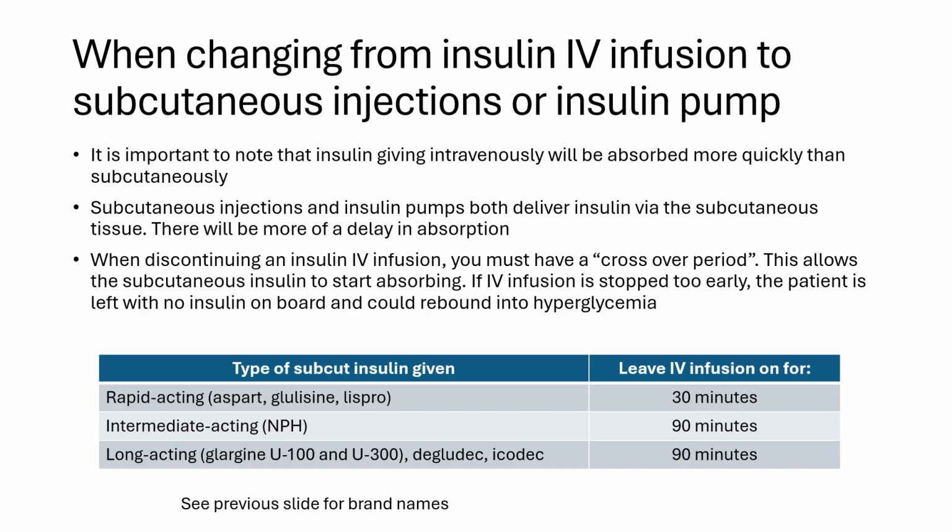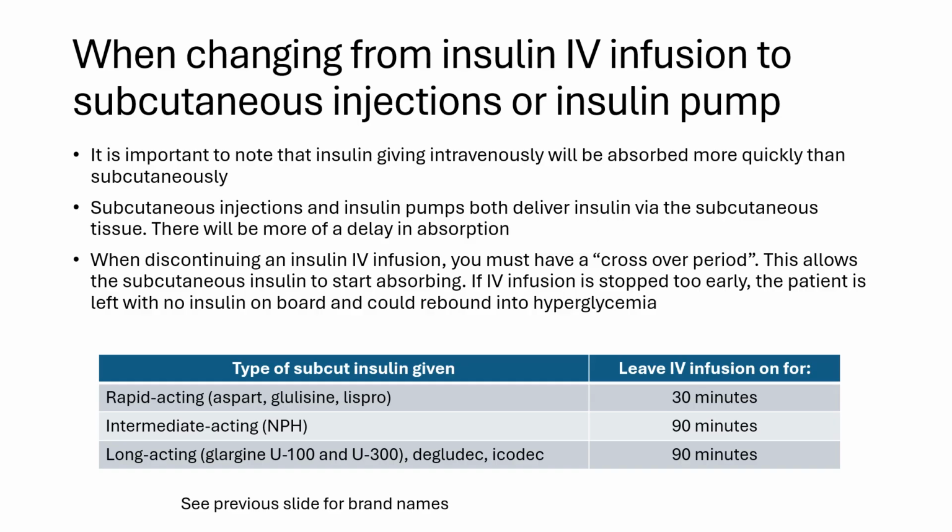So subcutaneous injections and insulin pumps, that is a person's personal pump, both deliver insulin via subcutaneous tissue. So there's going to be more of a delay in absorption, which means you have to have a crossover period. It allows the subcu insulin to start absorbing before you turn off the IV infusion. And if you stop that drip too early, the patient's left with no insulin on board and could rebound into hyperglycemia. So absolutely there needs to be a crossover period.